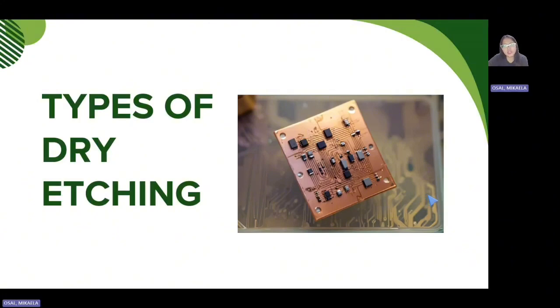So dry etching is a key process in semiconductor manufacturing, and there are several types, each with specific applications. These include RIE, or reactive ion etching, deep reactive ion etching, and plasma etching. Each method uses different techniques to etch materials precisely, making them crucial for creating intricate patterns on semiconductor wafers.